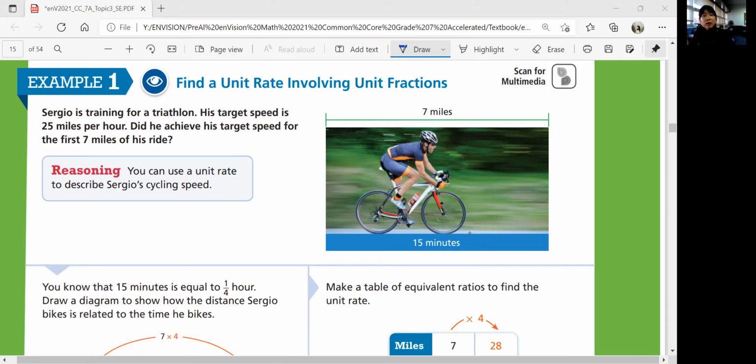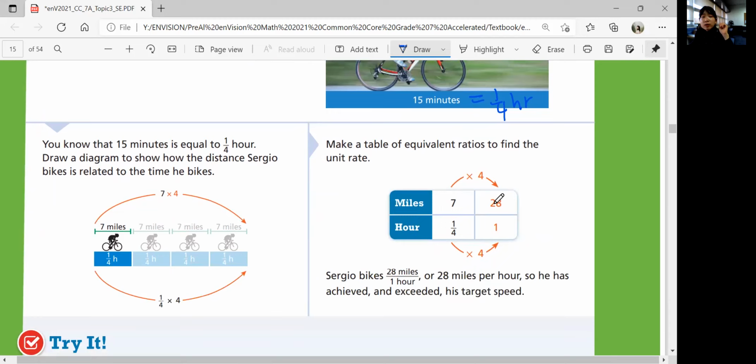What is this in an hour? 15 minutes is 1/4 hour, right? So 7 miles in 1/4 hour. We want to find how much he rides in 1 hour. So in order to get 1 hour, you need to have how many 15 minutes? 1, 2, 3, 4. You need 60 minutes in order to get 1 hour. So if you multiply by 4, that is your unit rate. 7 times 4 is 28.